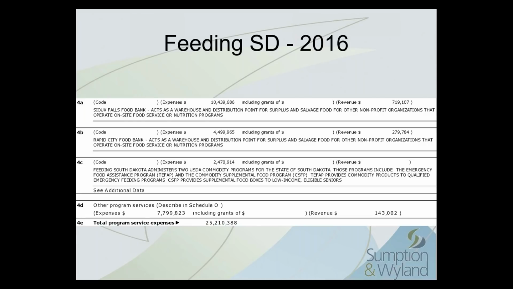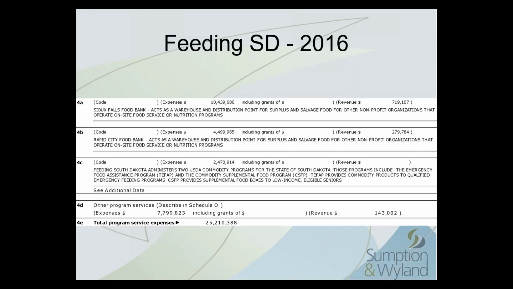And if we take a look at that next slide, we'll take a look at the 990 return for Feeding South Dakota from 2016. And this is page 2 of the 990, line 4, 4A through 4E. And I chose this example because they actually filled it out completely. And you can see that their primary program was a food bank in Sioux Falls, South Dakota, on which they spent $10.4 million and received revenue of $719,000. Now that 10 million number includes, in kind, the food that went out through the door, not just the cash, but still, it's a $10.4 million program.